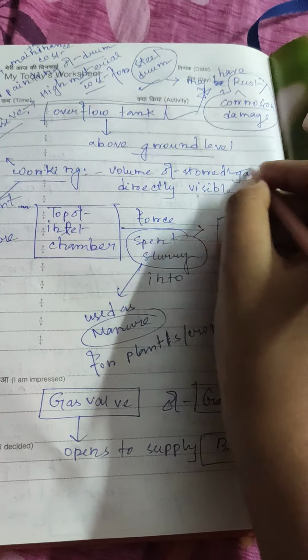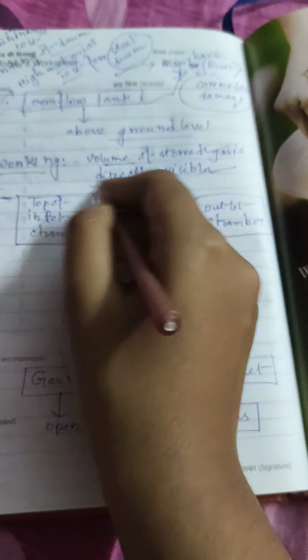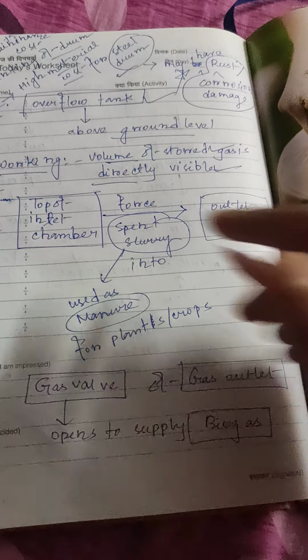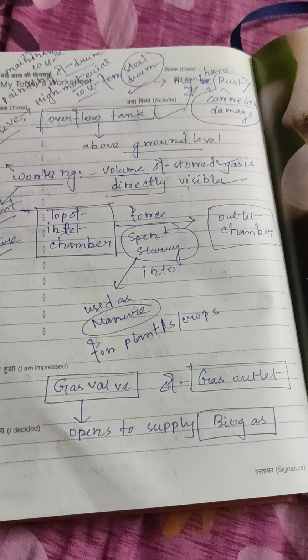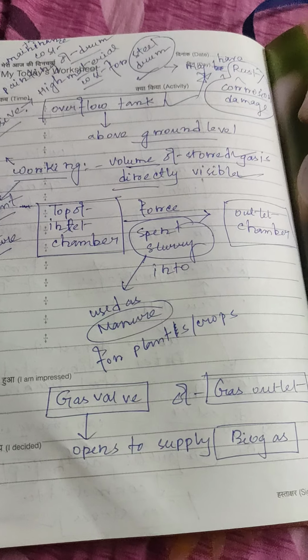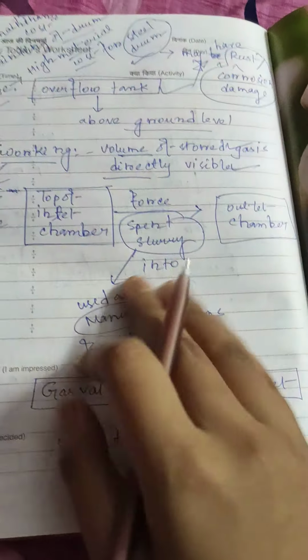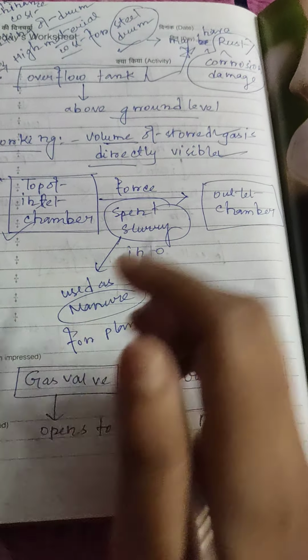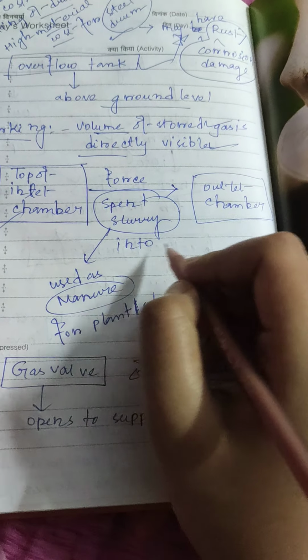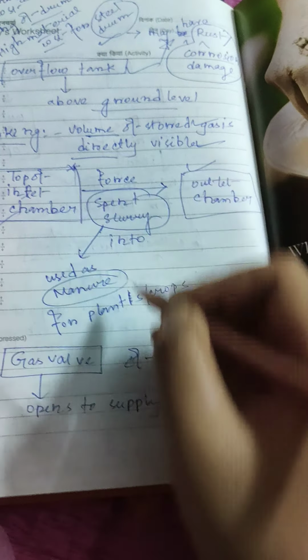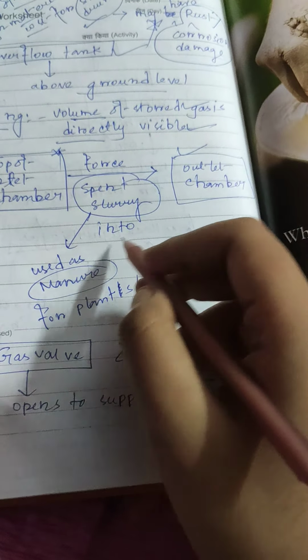The working volume of stored gas is directly visible. It is an advantage. It has constant gas pressure, while the fixed dome type of biogas plant has variable gas pressure. The top of the inlet chamber forces the spent slurry into the outlet chamber. This spent slurry is used as manure for plants or crops. The gas valve of the gas outlet opens to supply the biogas.